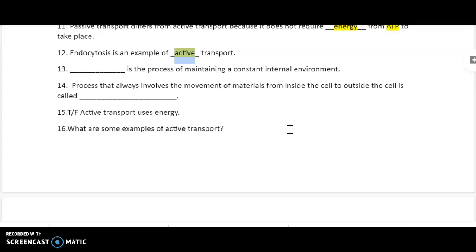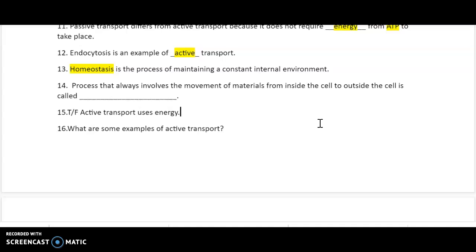Number 13, blank is the process of maintaining constant internal environment. That's the word that we introduced back the first or second week of school. And I said, you're probably going to hear that every single day for the rest of the semester. So, homeostasis. Homeostasis, maintaining those internal conditions. That's keeping your body temperature around 98.6, your blood pressure just below 120/80, your blood pH right around 7.1. Homeostasis is maintaining those conditions that are important for life to occur. Even when the external environment changes, we go outside and it's 30 degrees, our body temperature should not drop to 30 degrees. We maintain homeostasis.